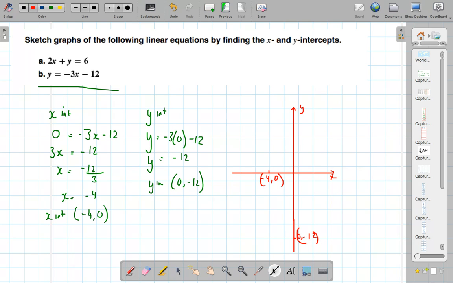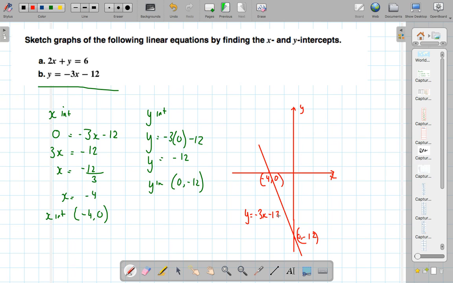Now join those up with a straight line. Oh, I think I can do better than that. Let's try this. That's better. Okay, so there's my graph of y equals -3x minus 12.